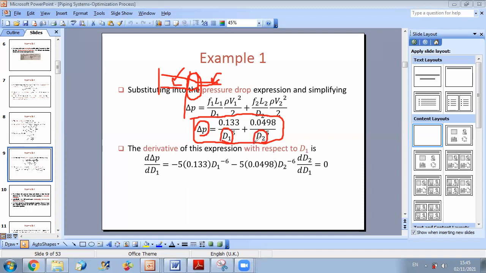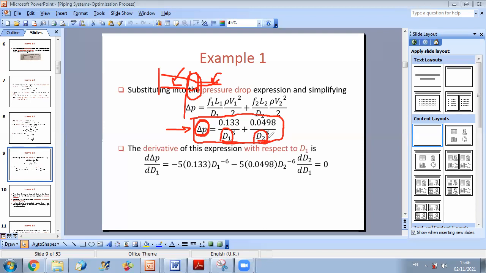Okay? Now, what is the purpose of this problem? The purpose is to minimize the pressure drop. So we can consider this the objective function. Delta P is the objective function. We express it as a function of our variables D1 and D2. And to minimize it, we should derive delta P with respect to D1 and with respect to D2.